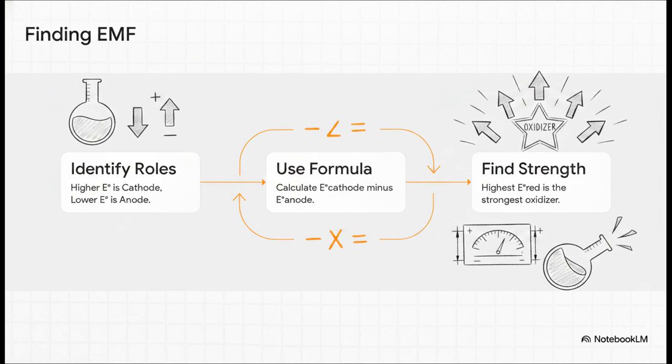If you break this down into 3 logical steps, the math becomes totally foolproof. Step 1, the higher reduction potential is always your cathode, and the lower is your anode. Step 2, just take the potential of the cathode and subtract the potential of the anode. And step 3, that highest reduction potential points you directly to the strongest oxidizing agent.